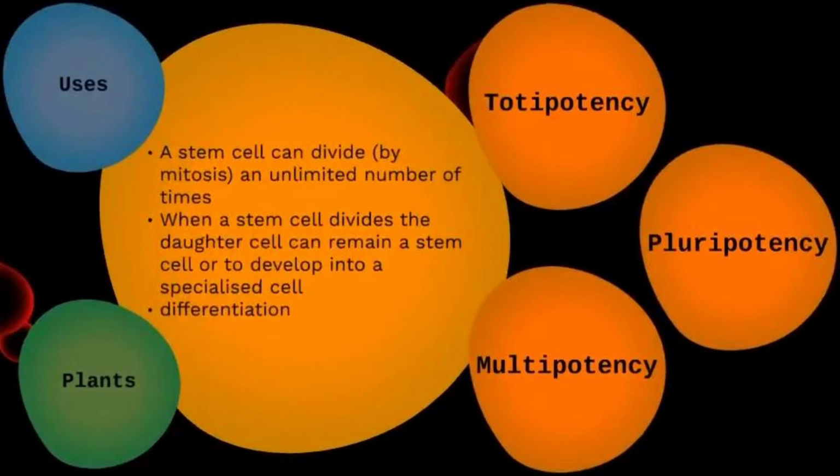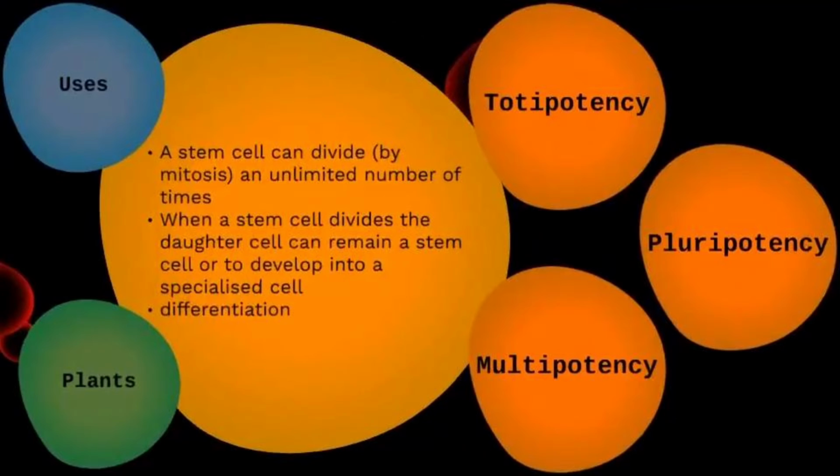And then what we say is these stem cells are able to form any type of cell. And when they divide, the daughter cell can either remain a stem cell, or it can develop into a specialised cell. And this process of becoming a specialised cell is called differentiation. And so, for example, a hair cell is differentiated differently to a cell in your heart. Although they all have the same chromosomes, they are differentiated to different functions.